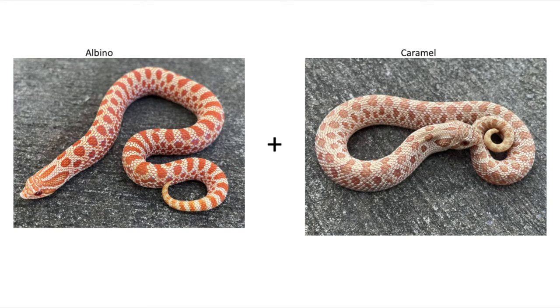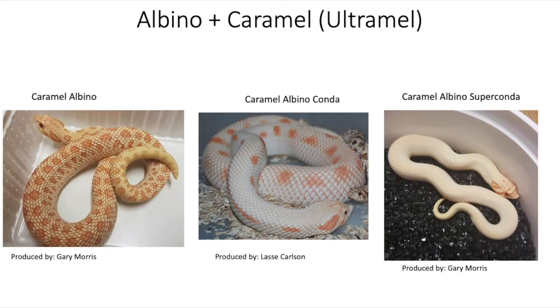All right, next up, we're going to combine the albino gene with the caramel gene. So the caramel is a T plus albino, and you really notice that it has a reduced head pattern. So when you combine the albino and the caramel gene, you get what's called an ultramel. So I have an example of just what it looks like. Also the conda version and the superconda version.